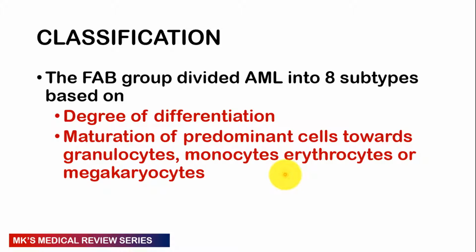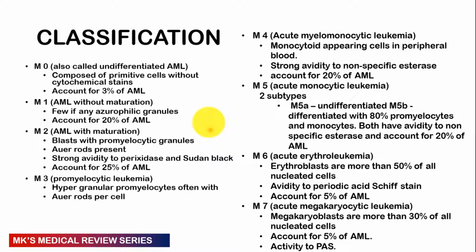Now, the FAB groups these types of leukemias into 8 predominant subtypes based on 2 things: the degree of differentiation, and the maturation of the predominant cells towards granulocytes, monocytes, erythrocytes, or megakaryocytes. So there are about 8 subtypes. And I would want you to know these subtypes and the important characteristic features that I'm about to list in the next slide. So you have M0, M1, M2, M3, M4, M5, which has 2 subtypes, M6 and M7.